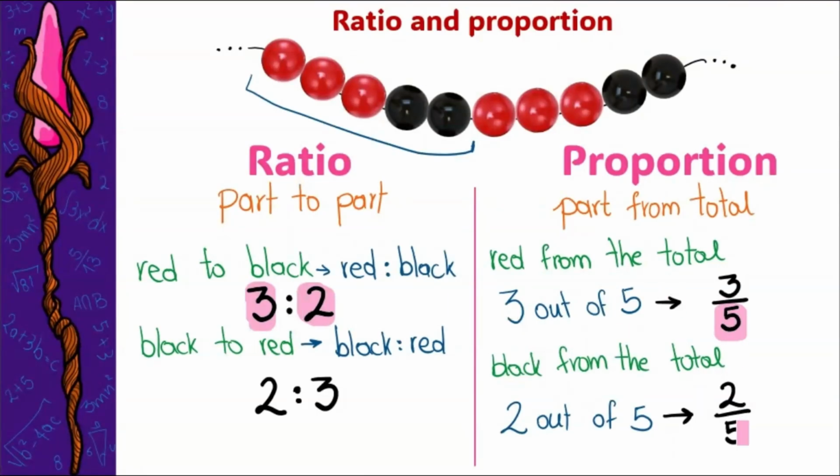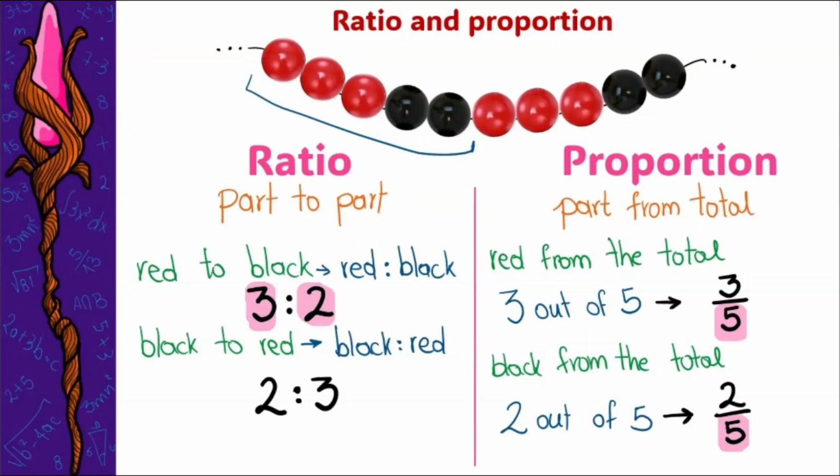So the denominator of the fraction is always going to be the total of the unit that we are analyzing. So we have a unit of 5 beads, so the denominator is always going to be 5. And the number that is going to change is the top. If we are talking about the red, then it's going to be 3, and about the black it's going to be 2. And in the ratio, the order matters. Red to black is 3 to 2. But if we talk about black to red, then it's going to be 2 to 3.